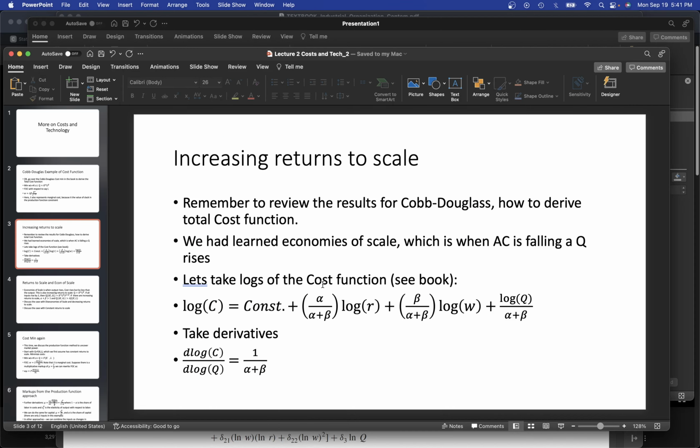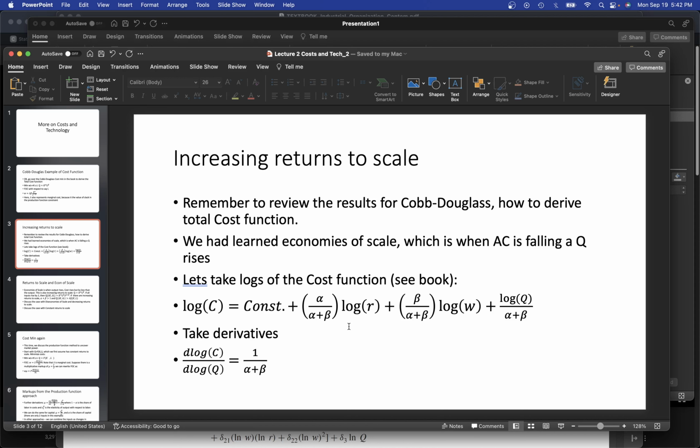We'll take the logs of this cost function, and it's basically this thing right here, where you've got this constant term, you've got the rental rate of capital, you've got the wage rate, and then you've got output here. Now you can take the derivative d log C over d log Q. That's equal to 1 over alpha plus beta.